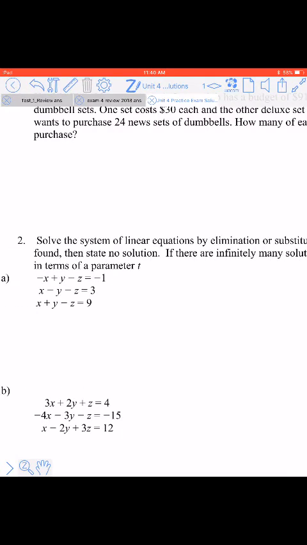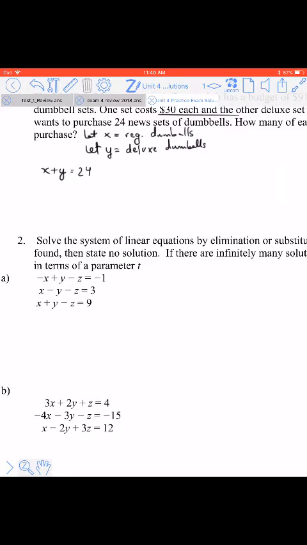So let's see. We could let x equal just the regular dumbbells. And we could let y equal a deluxe set of dumbbells. Now it says they need 24 sets. So I know one of the equations could be x plus y equals 24.